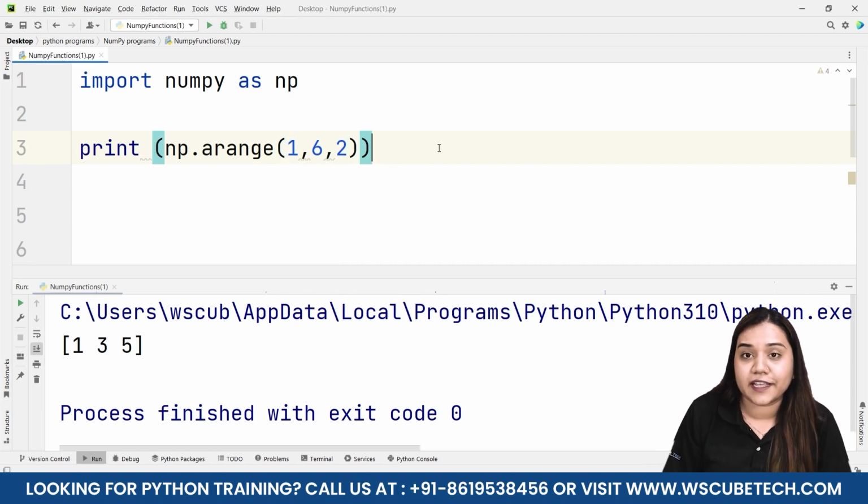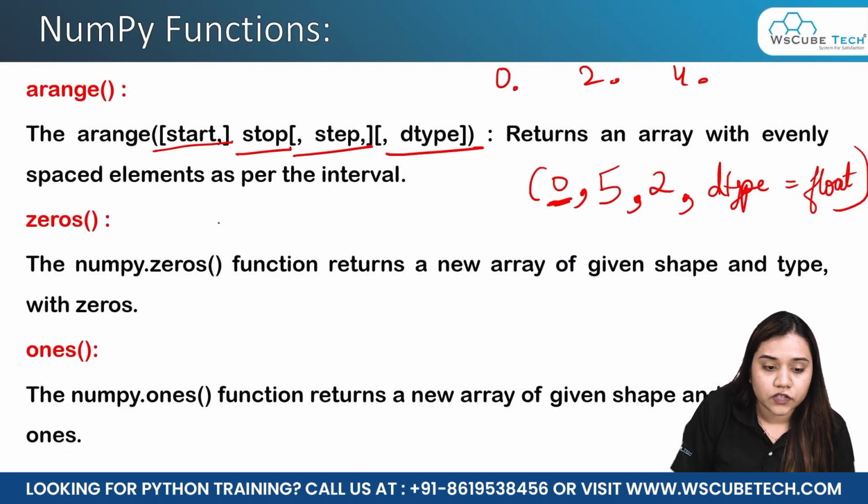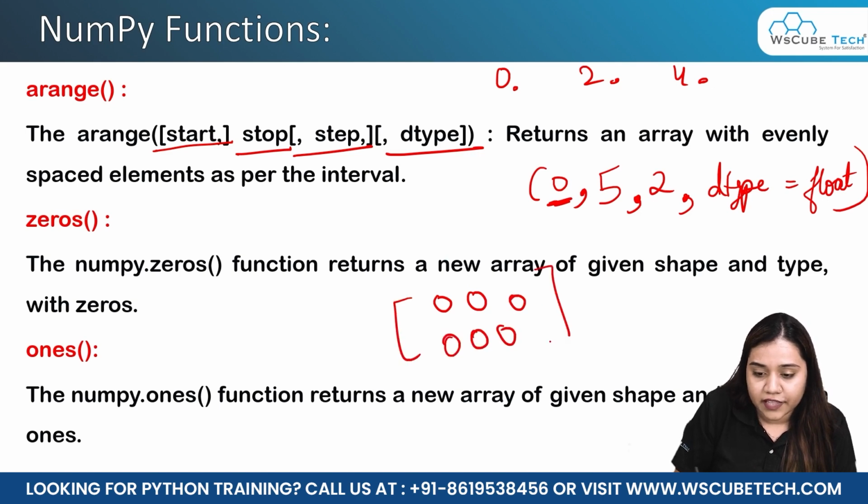Now let's talk about our next function, which is called zeros. The numpy.zeros function returns a new array of given shape and type with zeros. That means, suppose you have given a shape of 2 by 3. That means you have given 2, 3, so it will create 2 rows of 3 columns. This is how an array would be created.